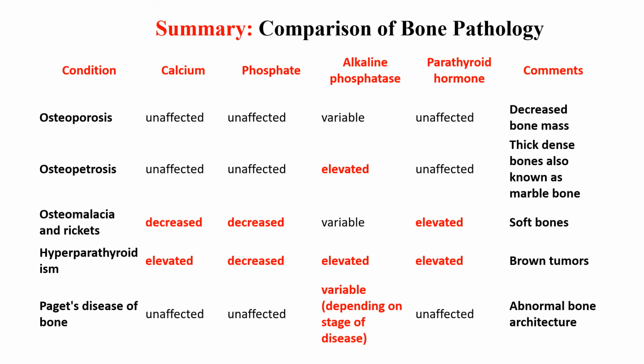Then Paget's disease of the bone. In this condition, calcium and phosphate are unaffected, and the alkaline phosphatase level depends on the stage of the disease, while the parathyroid hormone is unaffected. So the result is abnormal bone architecture.